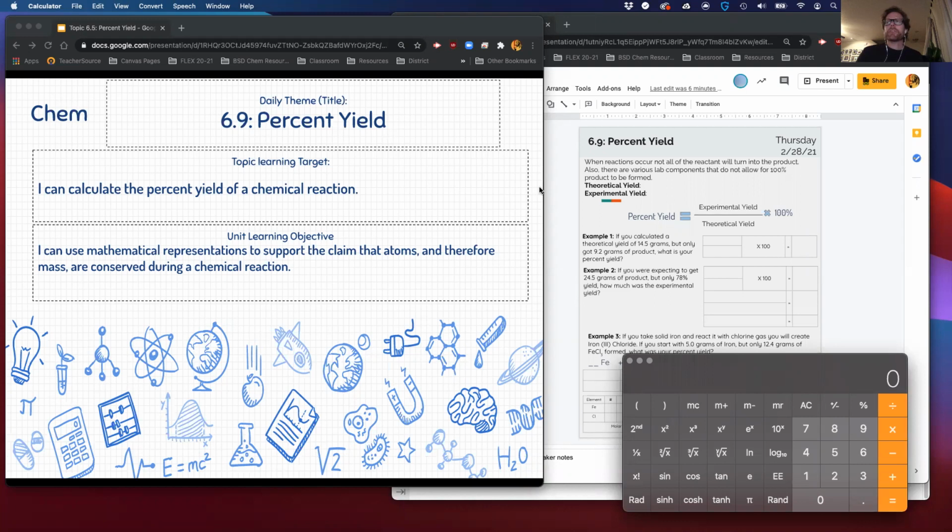Hey everybody, today we're talking about percent yield, and after this we only have one more section until the unit test. So this one is actually not a new thing in terms of stoichiometry, but kind of a side equation that we do at the end of stoichiometry.